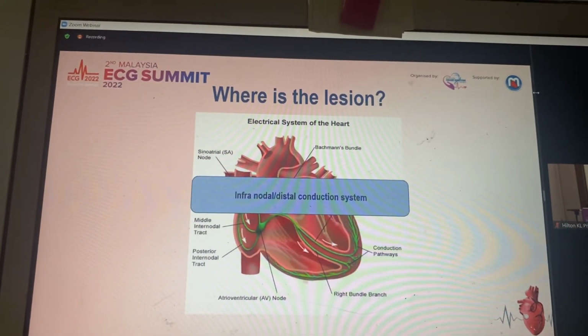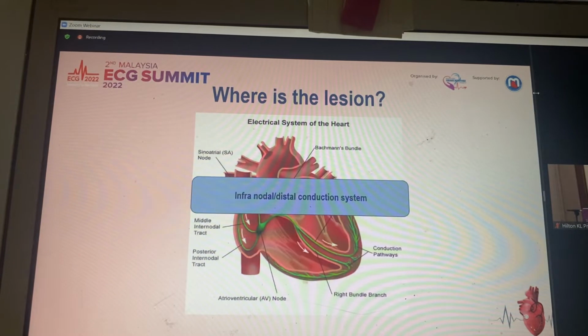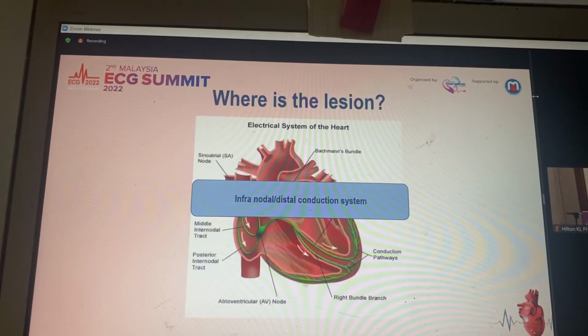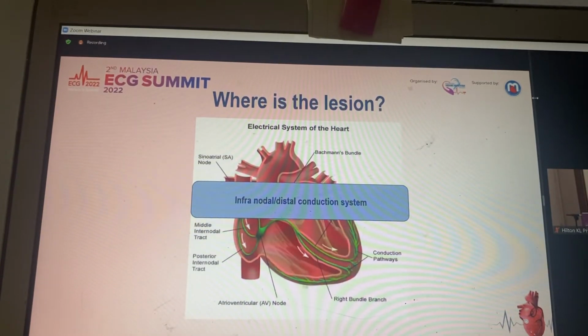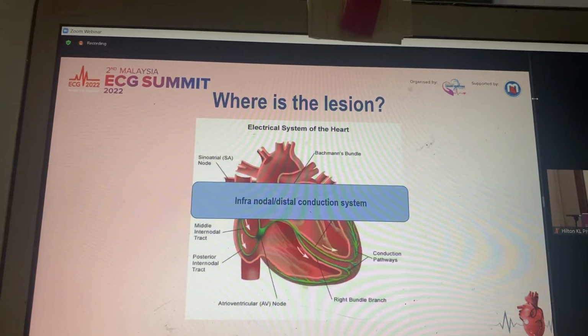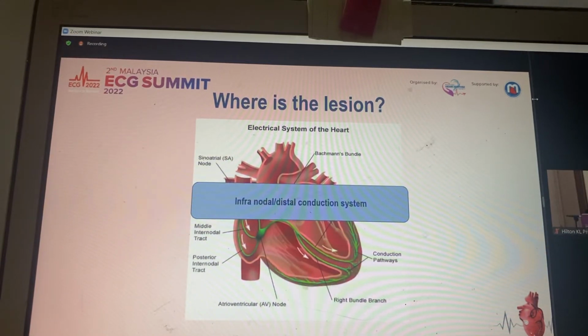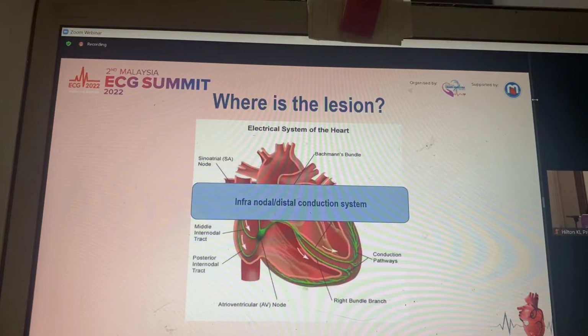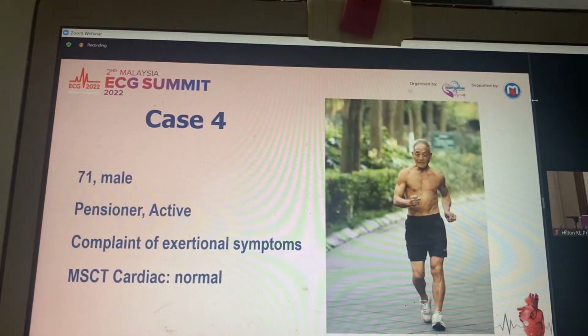And before I go to the case presentation, the benign ones are first degree and second degree Mobitz type 1, Wenckebach. But the malignant one, the most important, causing symptomatic AV block, is the infranodal lesion. Okay, so we go to the last case illustration.